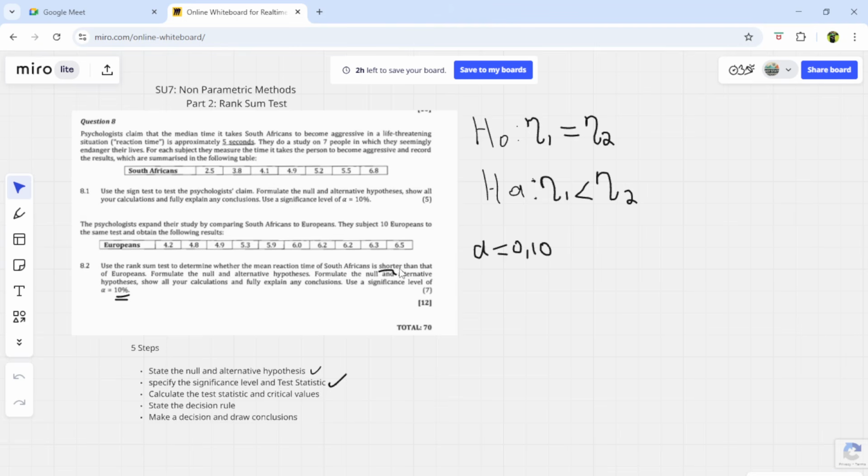So you see I underlined the word shorter here to show that that is a left-sided hypothesis. That is the key word which actually tells us. Now, there is a mistake in this question because they said the mean instead of the median. So for the rank sum test, we don't use the mean, but we use the median.